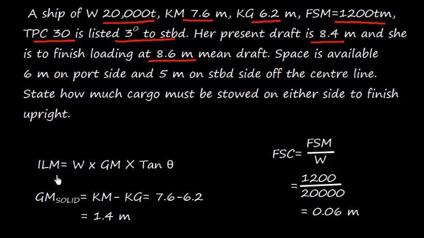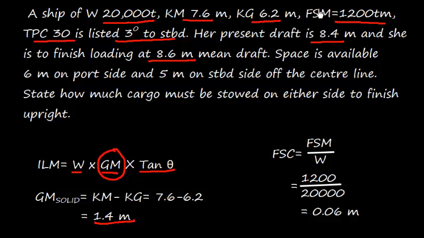So we can find initial list moment as W into GM into tan theta. So W is given, which is 20,000. GM we need to work out. Well, GM solid can be found as KM minus KG. KM is 7.6, KG is 6.2. So I get GM solid as 1.4 meter.